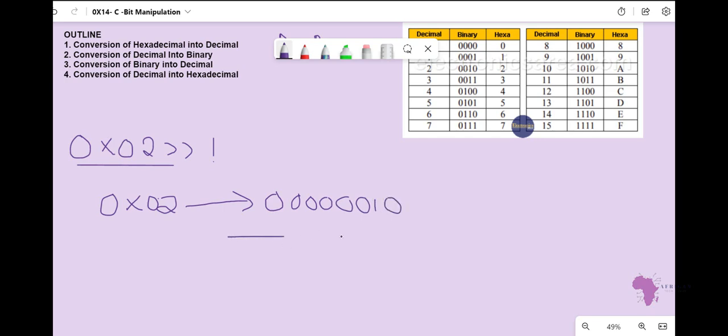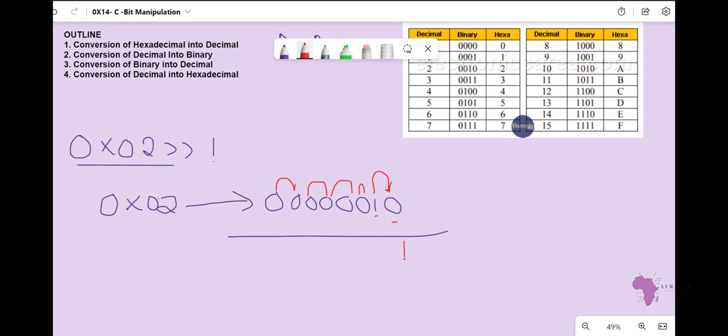Then what do we do next? We shift. We are shifting to the right. So we are moving this one here, this end, all the way. We are moving each one step. So we will have something where this one will come to the end.